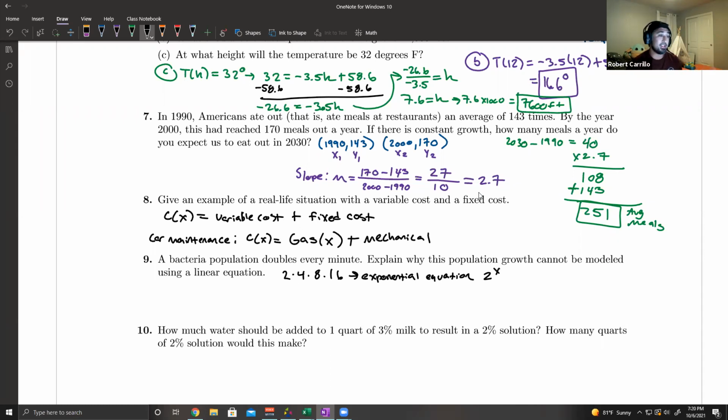And one way to put it into easier terms, if you look at number 7, remember slope is constant. Slope doesn't change. On number 7, slope was 2.7. We were eating an average of 2.7 meals out at restaurants every year. So slope is constant. If bacteria is doubling, then that is exponential. So that is why we cannot model it by a linear equation. Okay. So everybody go with that? Okay.